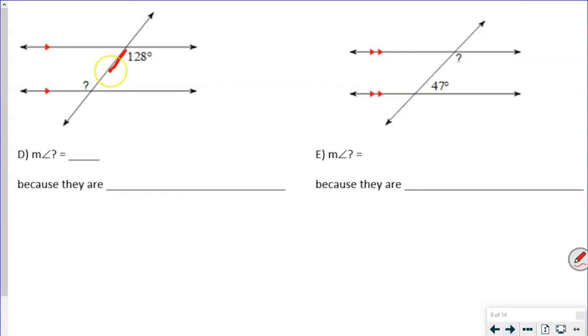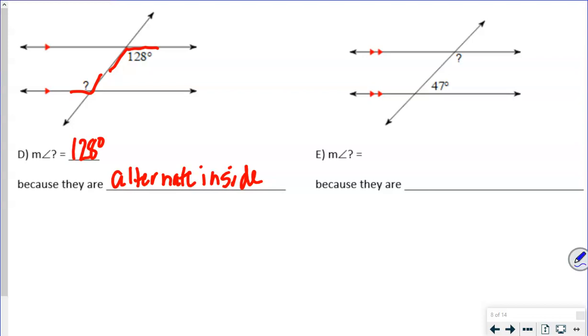So what is the relationship between this angle and this angle? So it would be alternate, on opposite sides of the transversal, and interior, right? Inside, you notice they're inside the parallel lines. And we know they're parallel because they have triangles on them. So this is going to be 128 degrees as well, right?